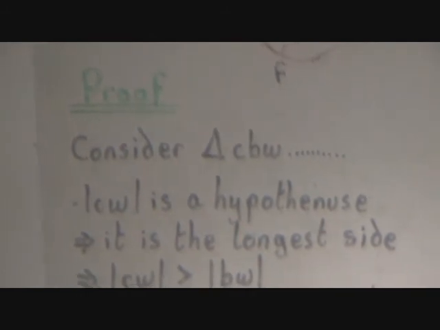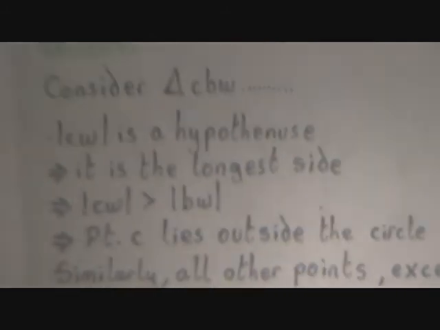Our proof is, if we look at the triangle CBW, as we said, CW is the hypotenuse, which is the longest side. Therefore, CW is longer in length than BW. So CW is longer than the radius of the circle. Therefore, C must lie outside the circle. Because CW is longer than BW, which is the radius, C must lie outside the circle. And then you say a very general statement, which is, similarly, all other points except B lie outside the circle.